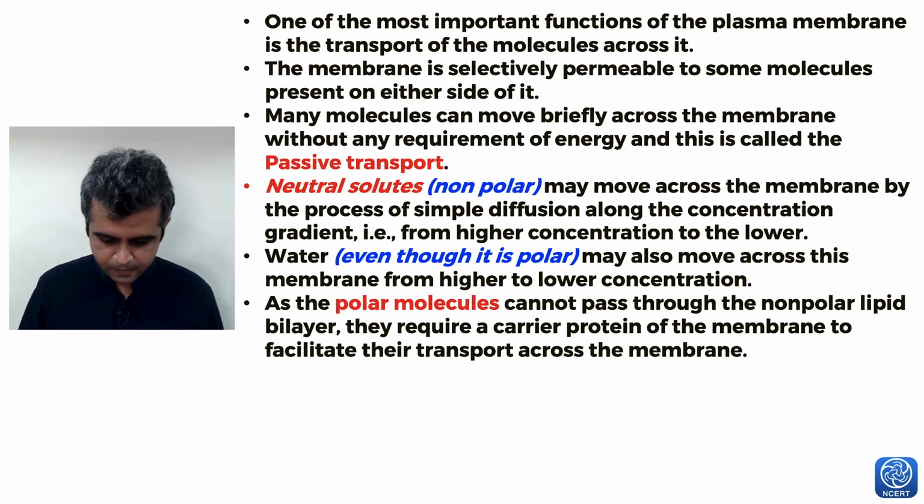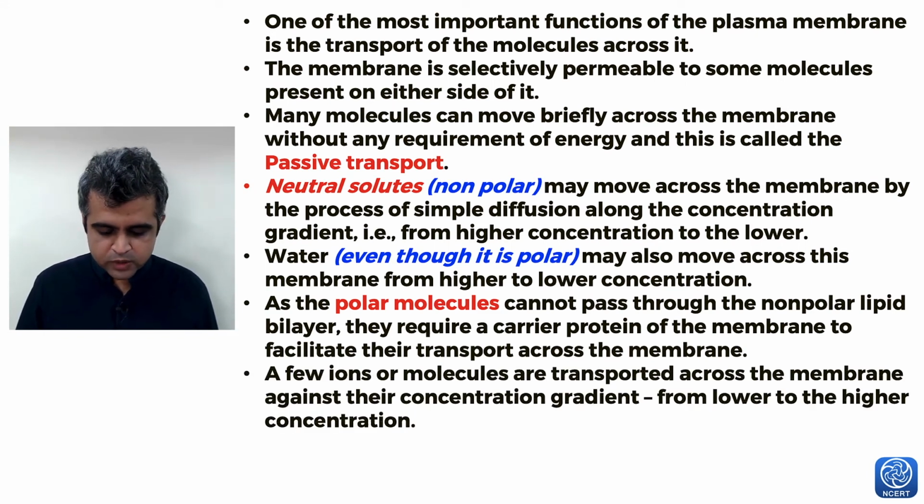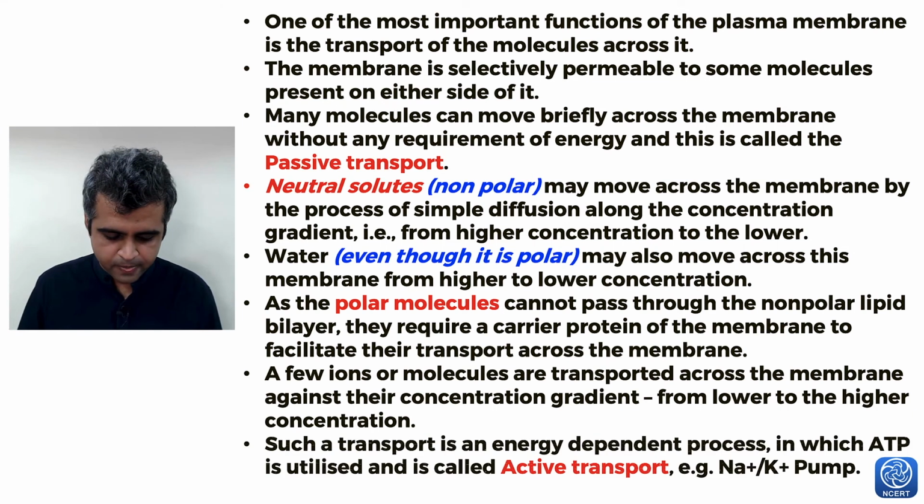Simple. So few ions or molecules are transported across the membrane against their gradient from lower to higher. Such a transport is an energy dependent process in which ATP is utilized and is called active transport. The example given in NCERT is the sodium potassium pump.